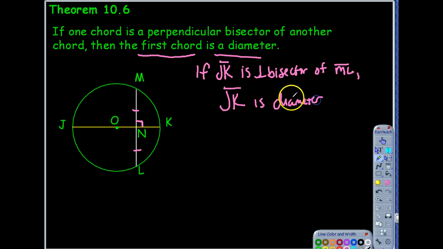Which is somewhat the converse of it, but notice this one has nothing to do with arcs. But if you know now that's the diameter and it's perpendicular to the chord, then we know arc MK is going to be congruent to arc LK and all that other stuff. So there's a lot of things that you'll be able to tell. Lots of relationships. If you know it's a diameter, you know what the radius is, and all these different things.